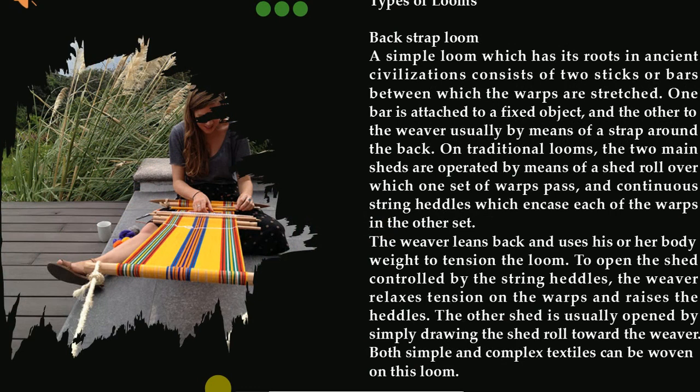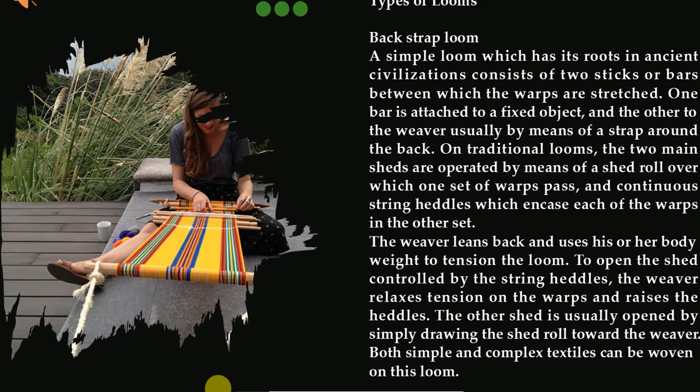Types of looms. Backstrap loom. A simple loom which has its roots in ancient civilizations consists of two sticks or bars between which the warps are stretched. One bar is attached to a fixed object, and the other to the weaver, usually by means of a strap around the back.